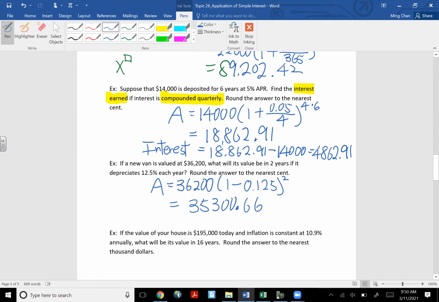If the value of your house is $195,000 today, and inflation is constant at 10.9% annually, what would be its value in 16 years? Houses actually appreciate. So let's find out what this $195,000 home will be worth after 16 years at the 10.9% inflation rate. So 1 plus 0.109, 10.9%, raised to the 16th power.